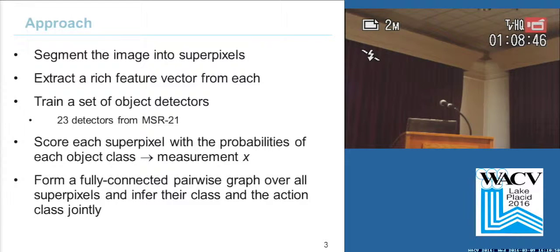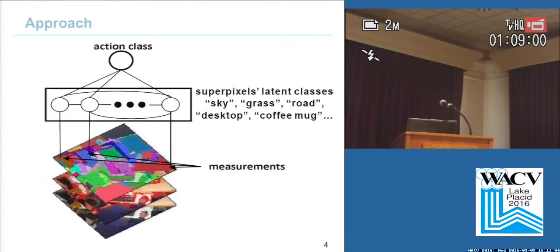After finishing with the measurement process, we start with the inference. Over our graphical model, we form a fully connected graph of pairwise edges between all superpixels, and we infer their classes and the class of the action jointly.